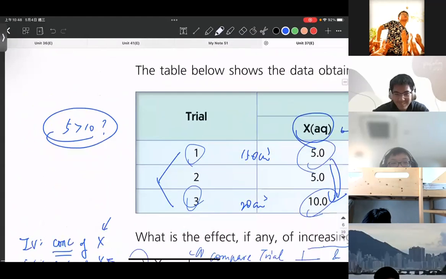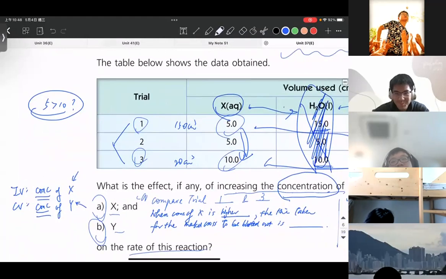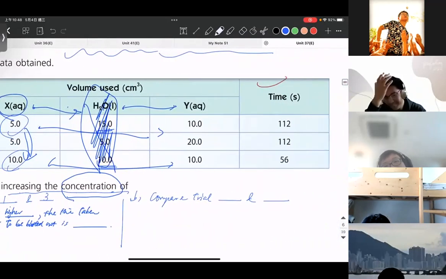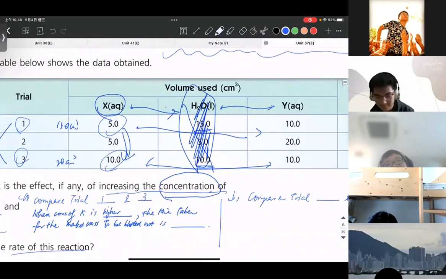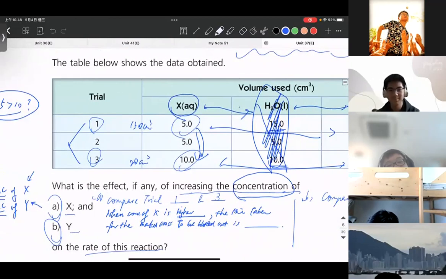Okay, 5 is greater than 10, so you just told me trial 1 has a higher concentration of X, so you find that the longer the time it will take. Right? Agree? You just laughed, which means that you know the answer. Tell me, what is it? Is it the case? Tell me your thoughts.